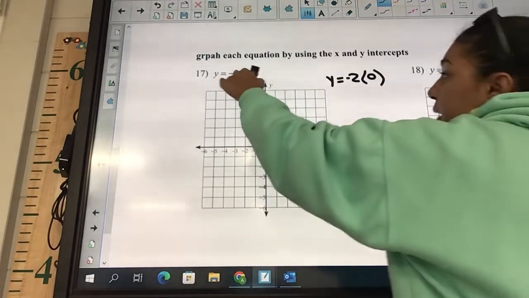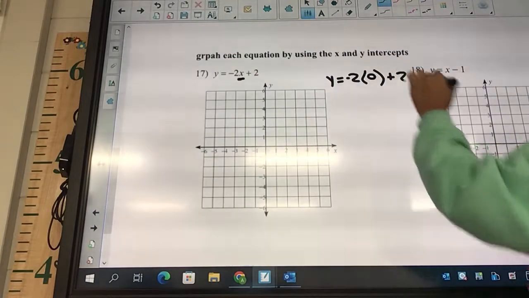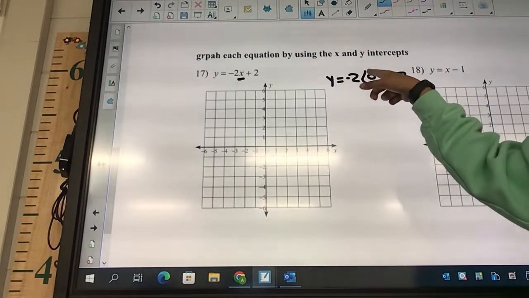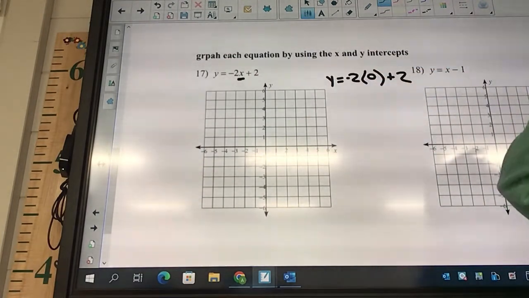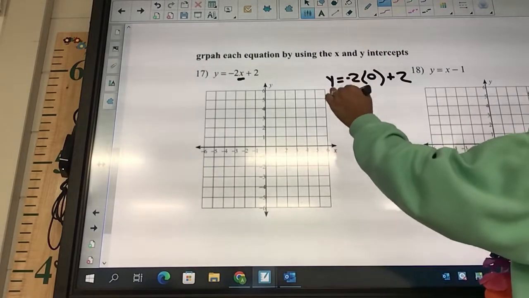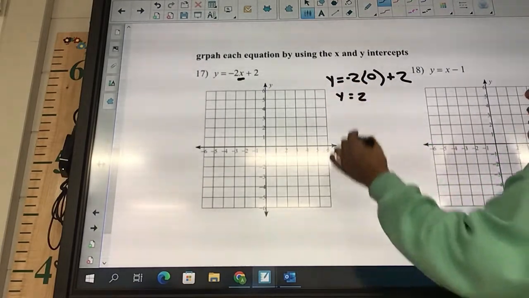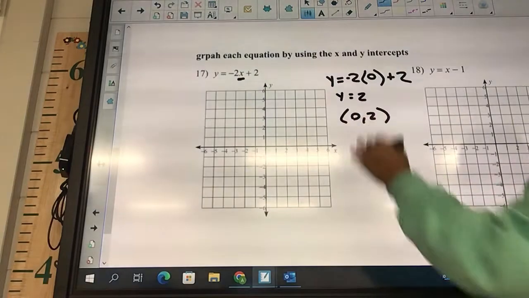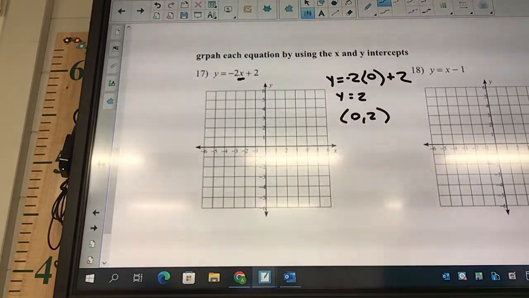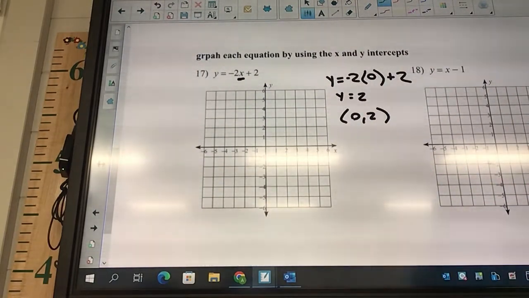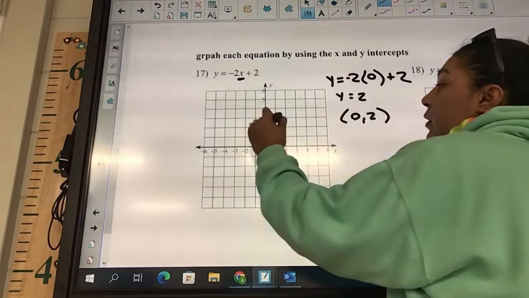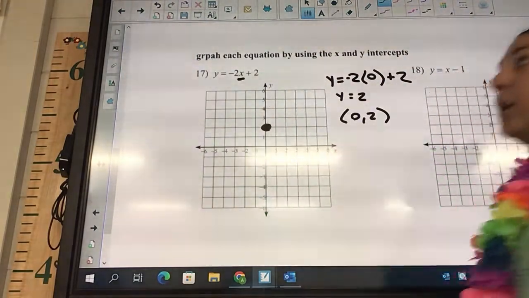So if we start off on the first one, I'm going to say y equals -2 times 0, where the x is, I'm plugging in 0, plus 2. What is -2 times 0? 0 plus 2. 2. Okay, so our coordinate looks like this, 0, 2. So our x is 0 and our y is 2. So that's one of our intercepts.